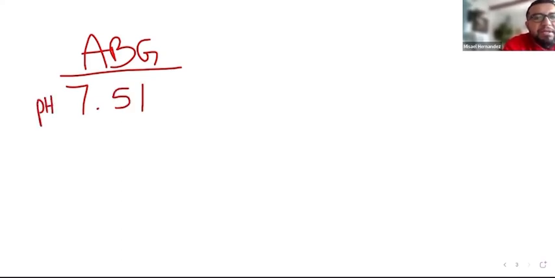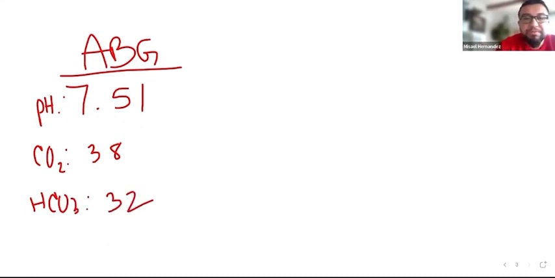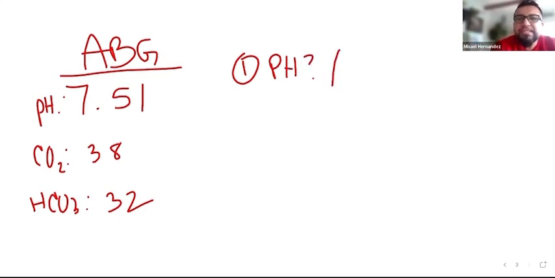All right, next one. Let's say that our ABG is: our pH is 7.51, our CO2 is 38, and our HCO3 is 32. I know some of you can look at this, and if you know it, good for you. But let's do it like this. The first thing we do is find out what the pH is. The pH is 7.51. That's above the normal range, so we know that is alkalosis.